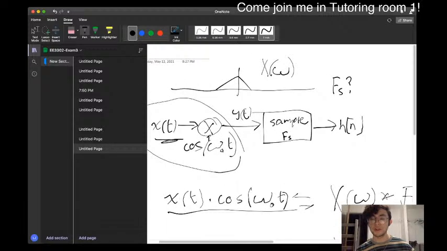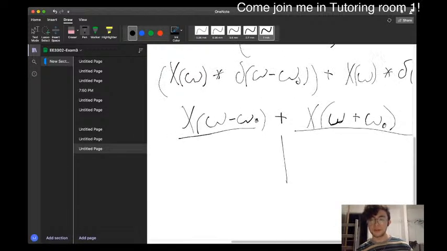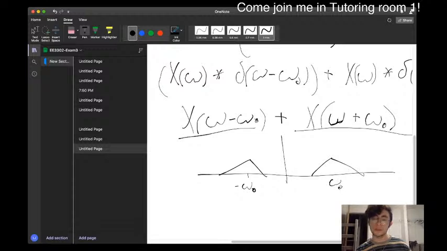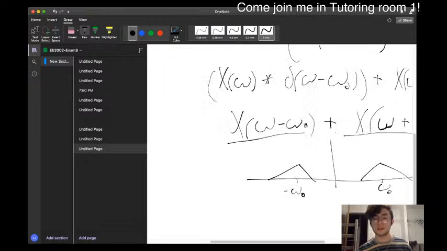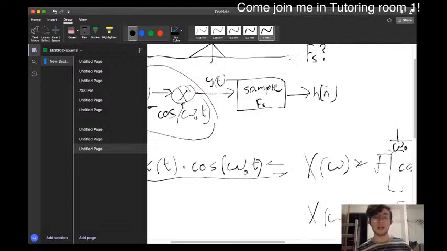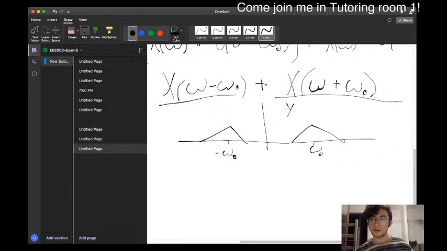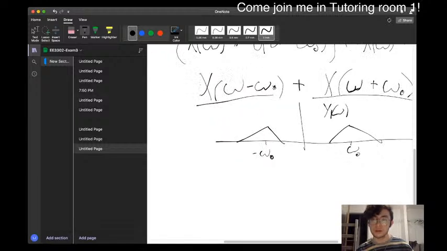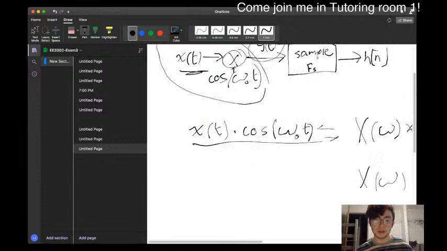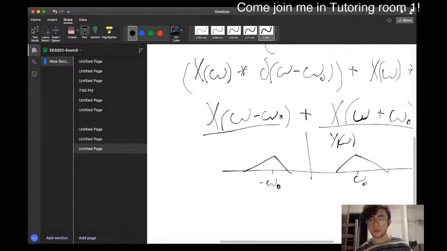So let's go ahead and try and draw this. If our original spectrum was that triangle, then we get these two copies. And this is omega 0, negative omega 0, so this one's omega 0. Okay, great. So that's what we get in our output. So this is the spectrum of y, Y omega, because this one is equal to y of t.